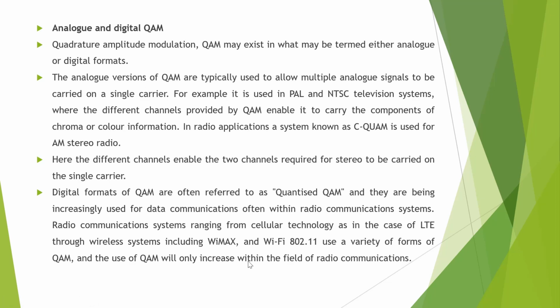Analog and digital QAM. Quadrature amplitude modulation may exist in what may be termed either analog or digital formats. Analog versions of QAM are used to allow multiple analog signals to be carried on a single carrier. For example, it is used in PAL and NTSC television systems, where the different channels provided by QAM enable it to carry the components of chroma or color information. In radio applications, a system known as C-QUAM is also called AM stereo radio. Here, the different channels enable the two channels required for stereo to be carried on a single carrier.